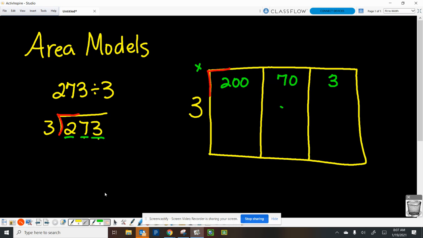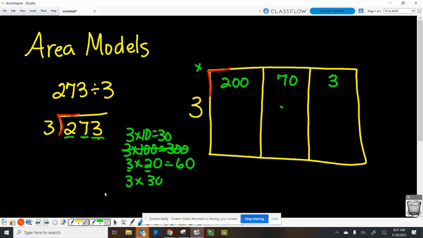Now, 3 times what equals 200? I've got to ask myself, how close can I get there? So if I looked at some friendly numbers, if I looked at 3 times 10 in my head, I get 30. That is nowhere close to 200. If I did 3 times 100, I get 300, which is way too big. So how about 3 times 20? Well, 3 times 2 equals 6. Bring the 0 over, 60.